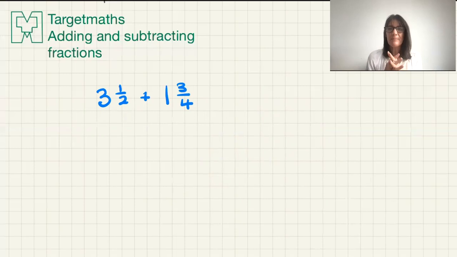I have a method for fractions and it's smashed windows. What I'm looking at there is not a fraction. It's a mixed number. So my first job is to get that written as a fraction so I can use my method. Okay, this is how we change it.